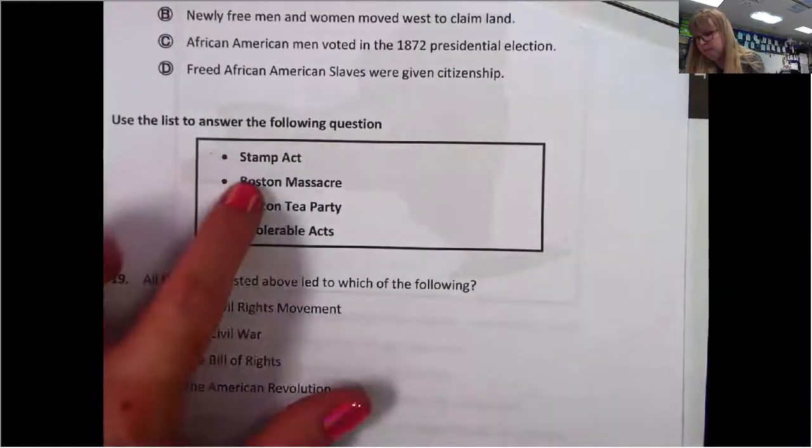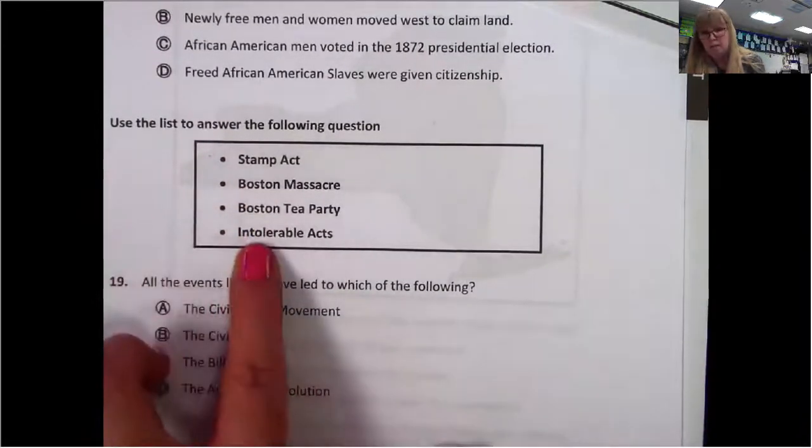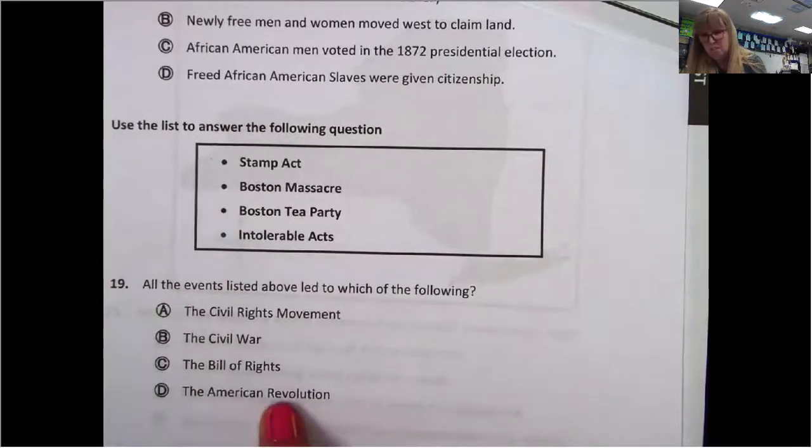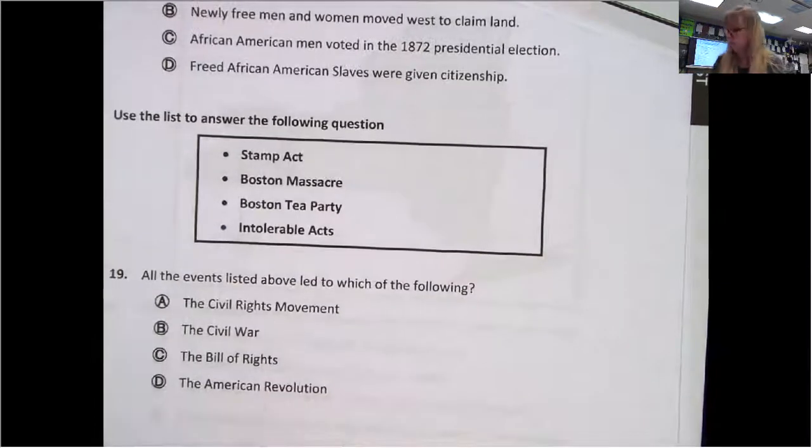19. Stamp Act, Boston Massacre, Boston Tea Party, and Intolerable Acts. All events listed above led to the American Revolution. They made the American colonists really, really aggravated. Okay, so it led to the American Revolution. D.